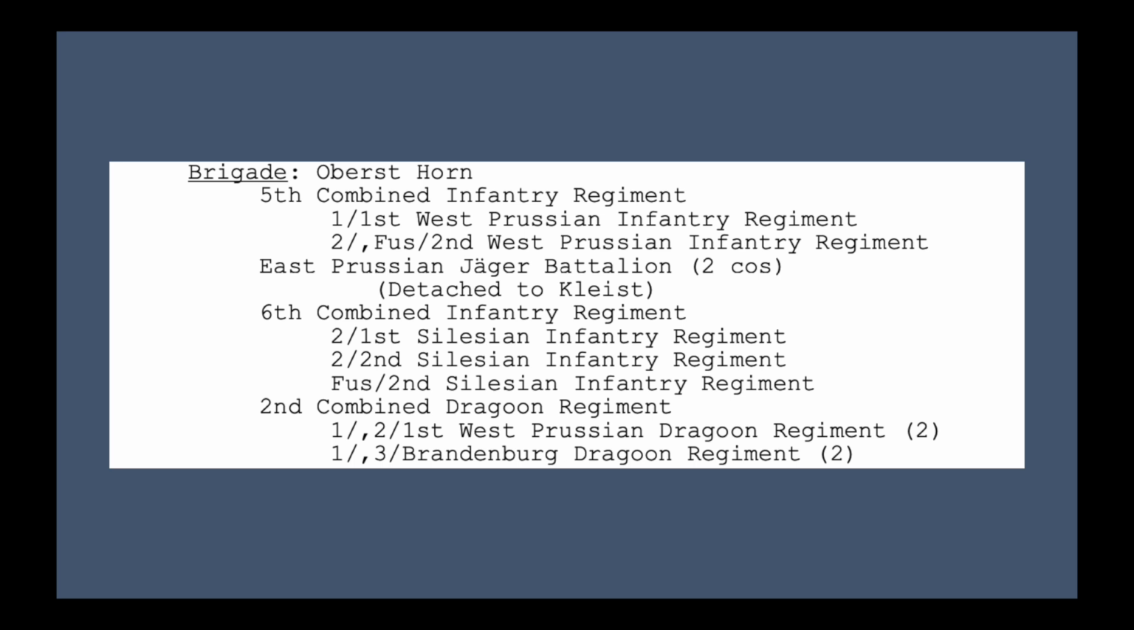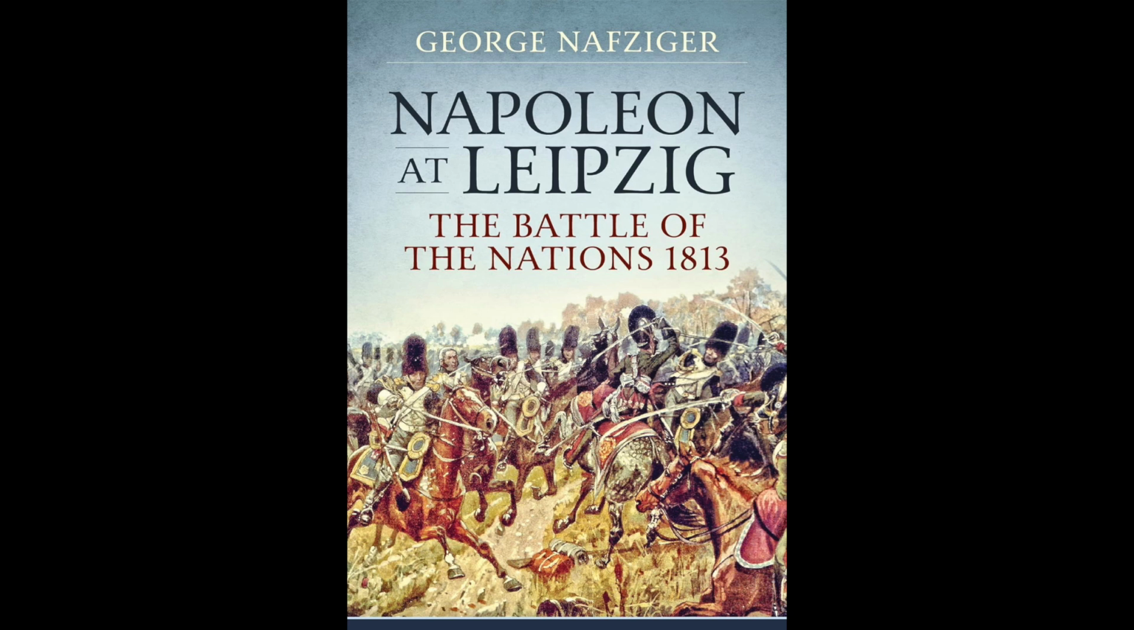Here, for instance, is Horn's brigade in York's 2nd Corps, which included 6 line battalions of musketeers and fusiliers drawn from the 1st and 2nd West Prussian Infantry Regiment, as well as the 1st and 2nd Silesian Infantry Regiment. Lots of variety in terms of flags and distinctions, but not much use for fighting the later battles of the autumn campaign, like those at Grossbeeren, Dresden, Katzbach, Kulm, Dennewitz, Wartenberg, and Leipzig.